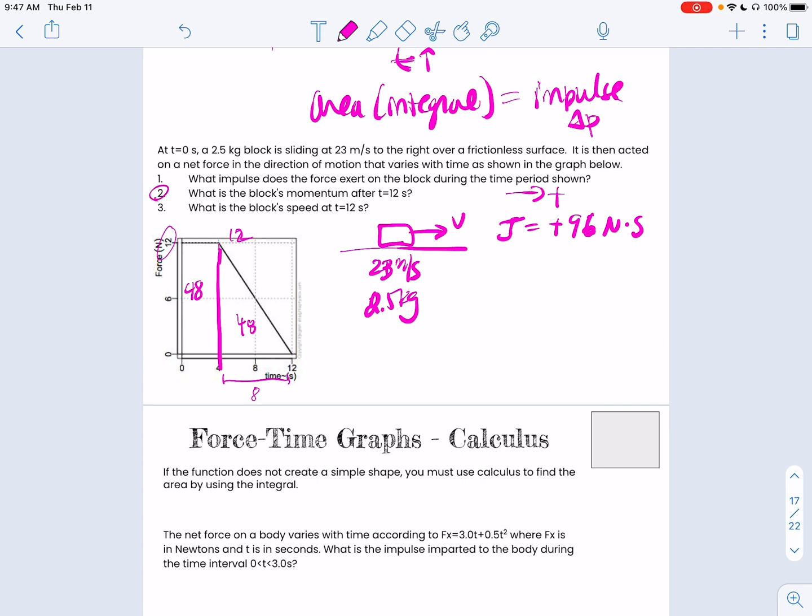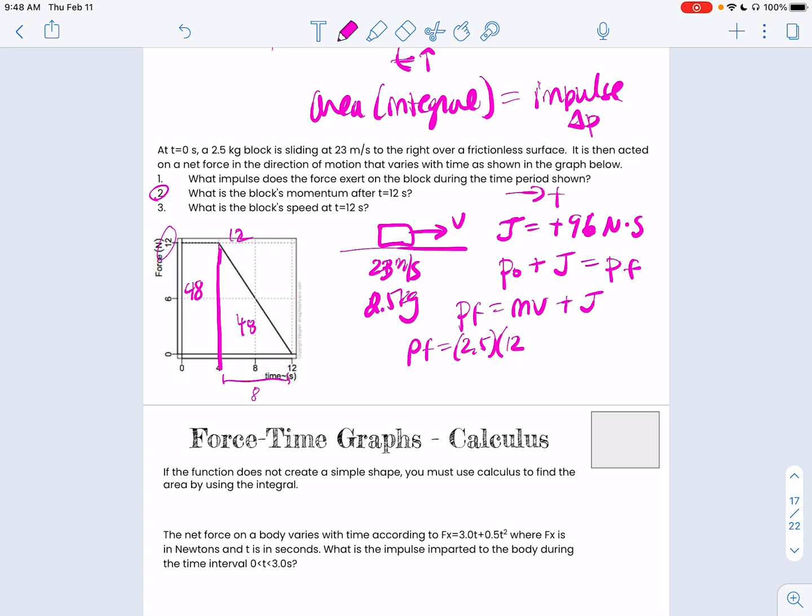For part 2, what is the block's momentum after 12 seconds? The impulse would be the change in momentum. Let me show you another way: J plus p naught. Like when we looked at the pictures in the lab, I like how we did it with energy: the initial plus the impulse equals the final. The impulse might be positive or negative, but this will come out the same. So mv plus J.